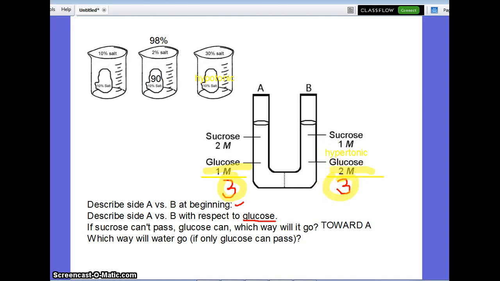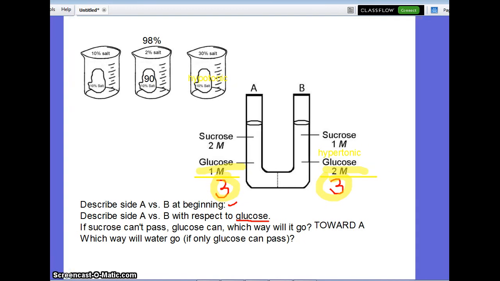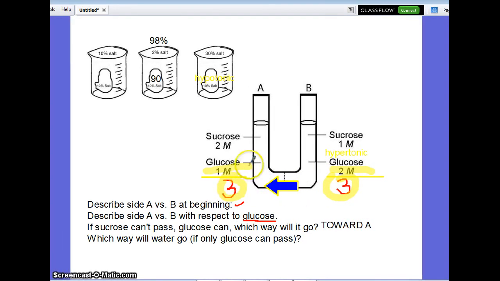However, if we know that the glucose is going to go to the left, then that means that our left side, side A, is actually going to become hypertonic to side B. So if glucose goes towards this side, that's going to mean that the concentration is going to go up on this side. The concentration of solutes is going to go down on this side. And that basically means that water is going to go towards the hypertonic side, which is going to be side A. And what we would see at the end of this experiment would probably be that the water level would be higher on side A and lower on side B. So that's how you solve one of these U-tube problems.